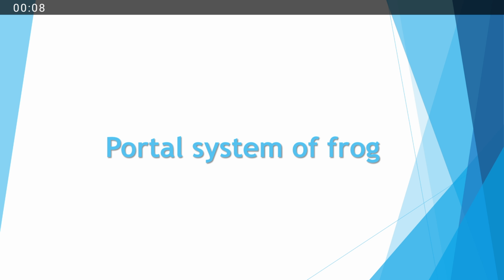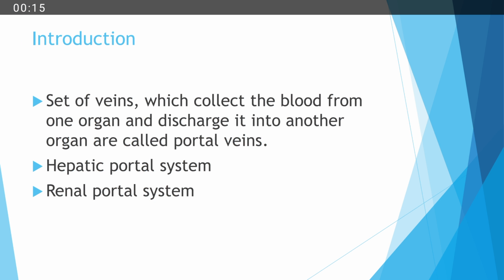Today, we are going to continue them. So, the first system which we are going to study is the portal system of frog. The portal system of frog consists of different veins which collect blood from one organ to another. Earlier, we studied that blood from different organs is discharged into the heart. But before discharging into the heart, it goes to different organs. So two types of portal system are present. The first one is the hepatic portal system, and the second is the renal portal system.